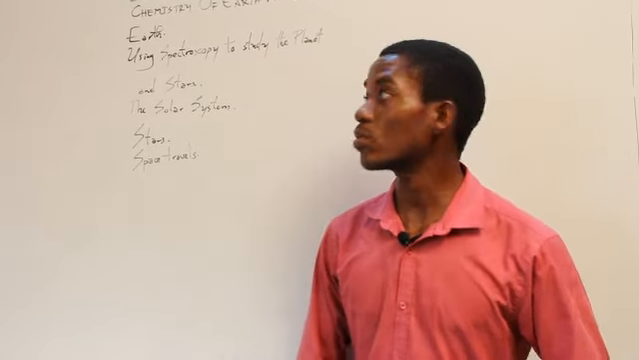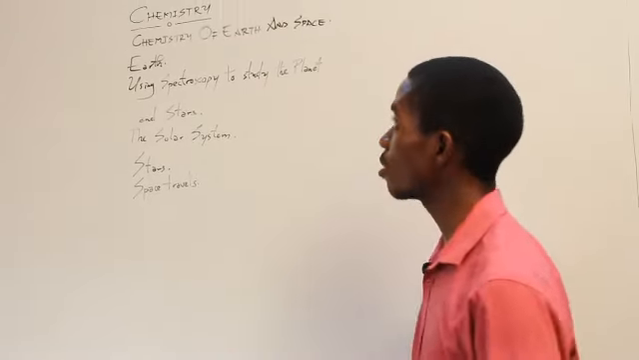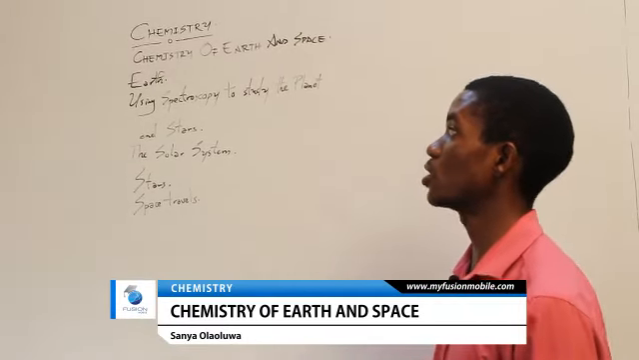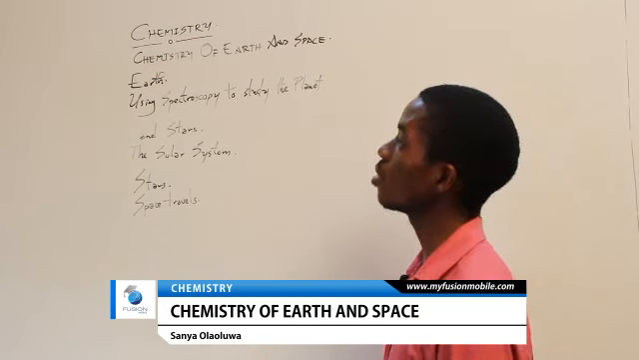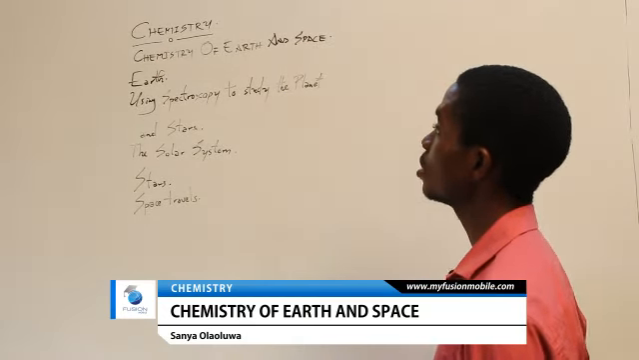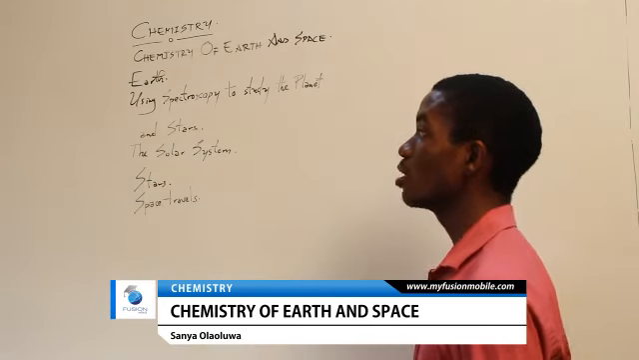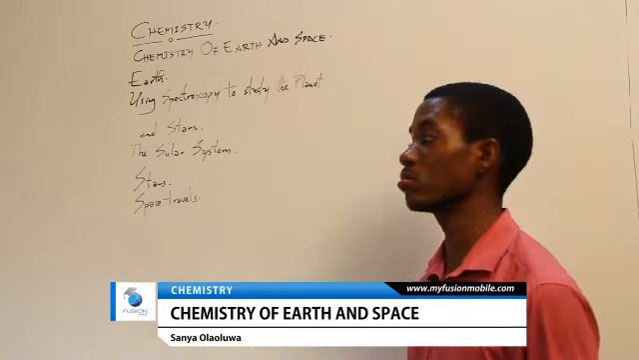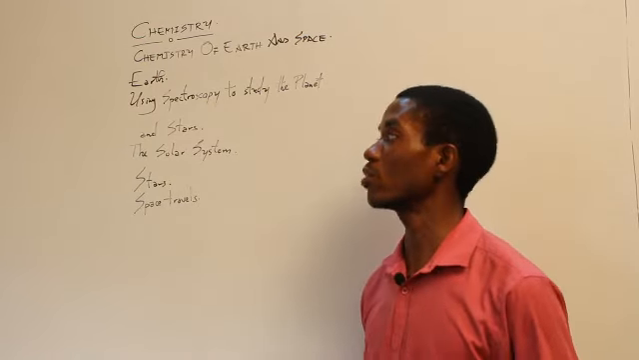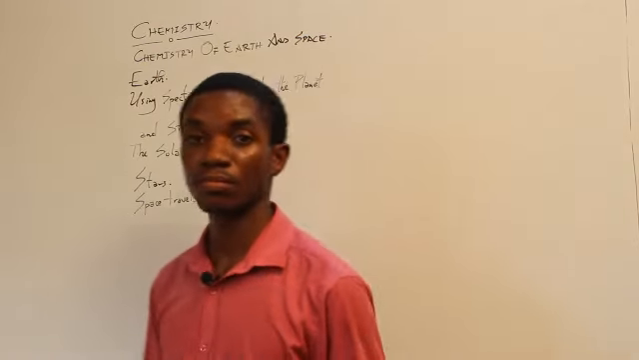In this particular lesson, we'll be considering the chemistry of the Earth and space. We'll look at our first subtopic, which is Earth. Then we'll look at using spectroscopy to study the planets and the stars. We'll also consider the solar system, then consider stars, and we'll talk about space travel. Alright, let's begin. The Earth.